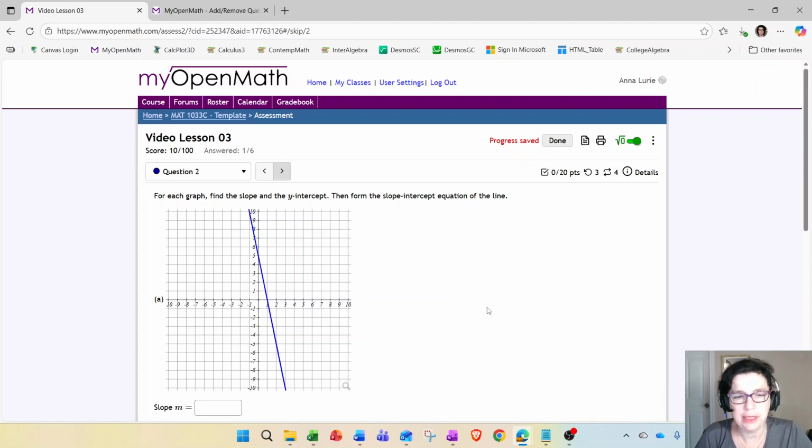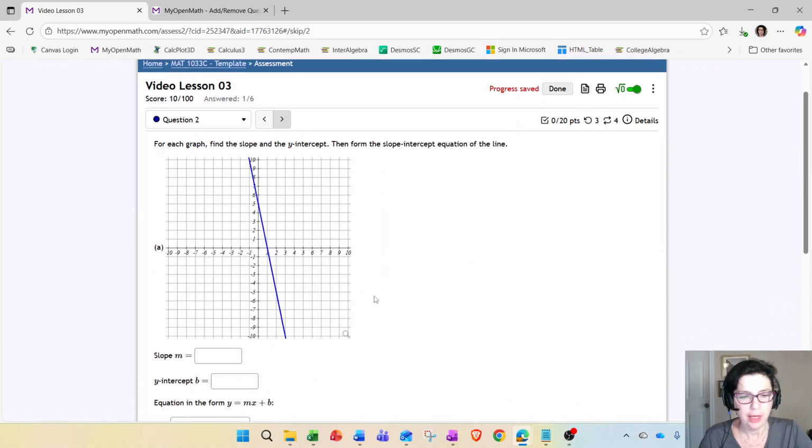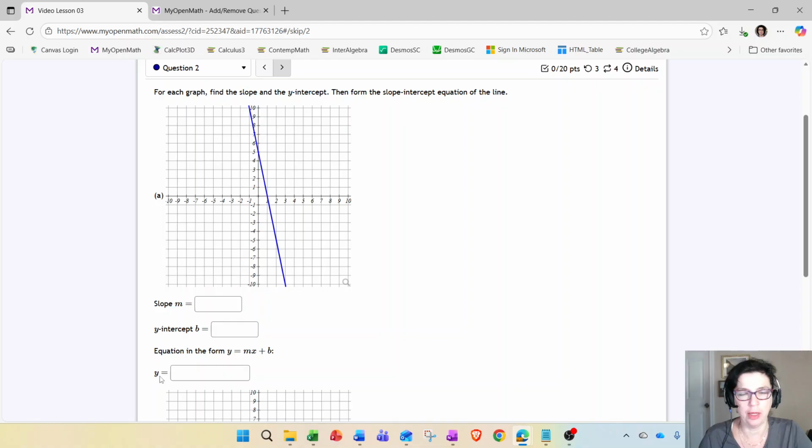All right, guys, in this example, we are given graphs of lines and we have to come up with the slope and the intercept for each of the lines. And then once we get it, we're going to come up with the equation in slope-intercept form.